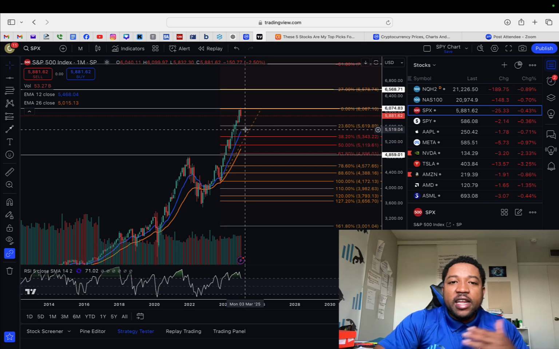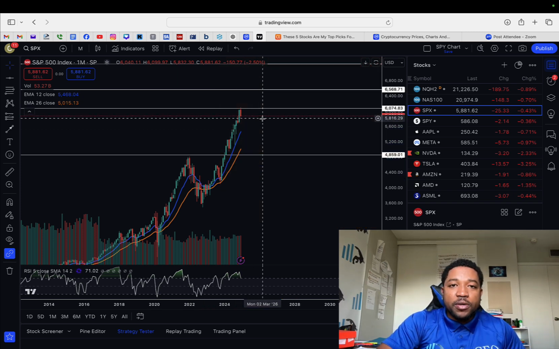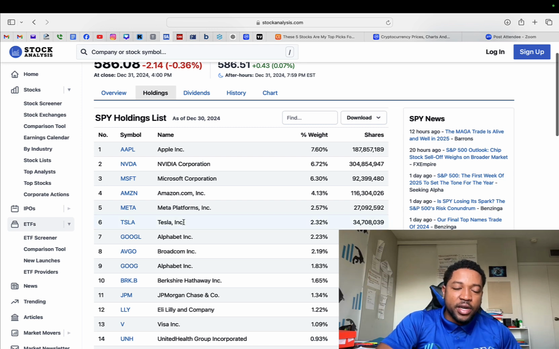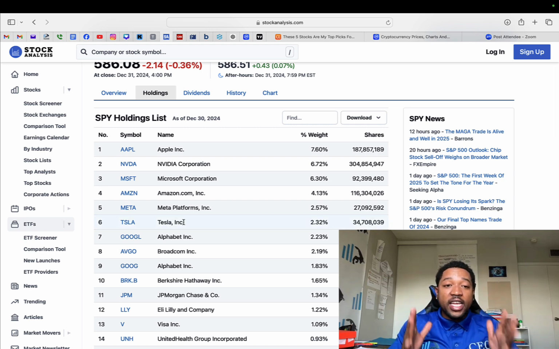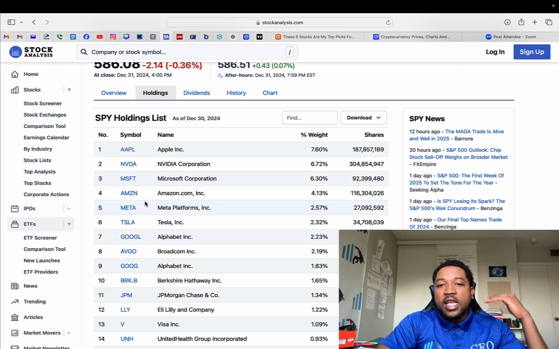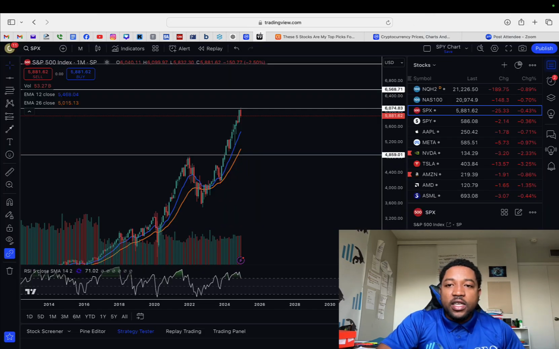So how do we take advantage of this? When we take a correction, we've got to trade these companies, the top 7 companies in America. You know why? All hedge funds buy these names. All hedge funds buy them. So every time they take a dip, they get bought up by a hedge fund. So let's look at the chart.